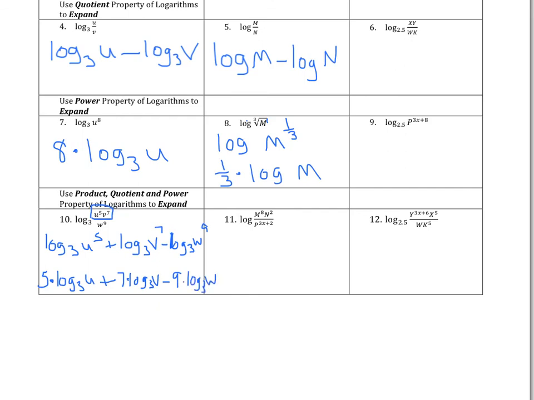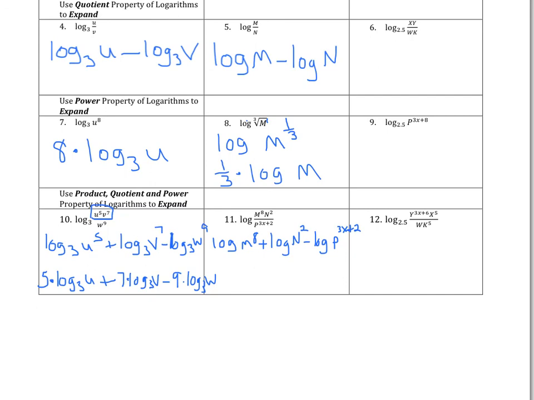Go ahead and pause the video and try number 11. So number 11, we have multiplication on the top, m to the 8th times n to the 2nd. So we have log, it's base 10, but we don't write it, m to the 8th plus a log n squared. And then we're dividing by log p to the 3x plus 2.